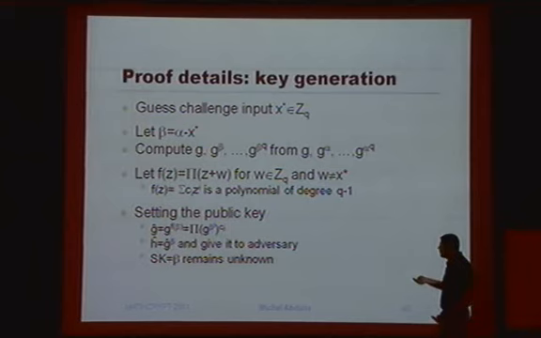And we actually can compute this value because we know the coefficients. And we actually can use our knowledge of g to the beta, all the powers of beta. And then we set the public key as actually g hat to the beta. So this means that the secret key is beta, which we don't know in this construction.